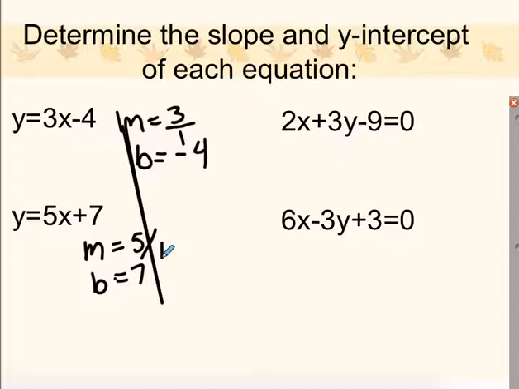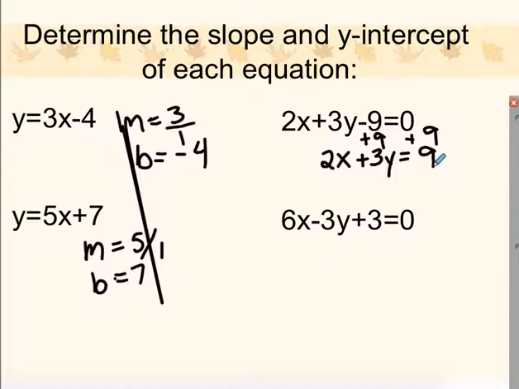With the second two equations, these are not in slope-intercept form, and so we need to get them there so that we can find the slope and y-intercept of each equation. Well, in slope-intercept form, remember, y is alone. So that's our goal. We need to get y by itself. So we start manipulating this equation. First, I'm going to add 9 to each side, and I get 2x plus 3y is equal to 9.